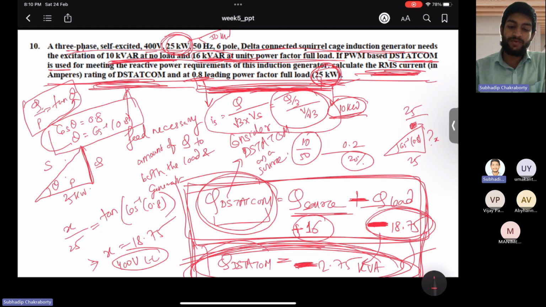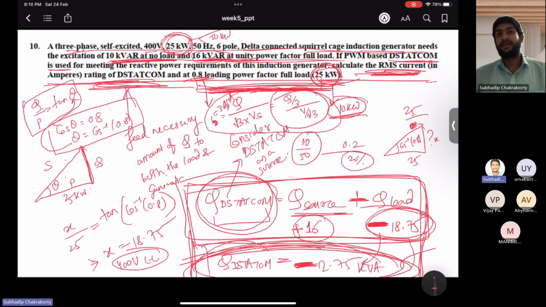So what is I_D coming? Do it. Q is 2.75 kVA, means 2750 by √3 into 400 volts, is coming out to be 3.96. Everyone getting? I hope this is clear. Yes, sir. Getting it. 3.96.